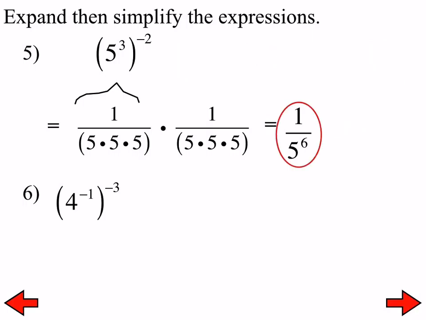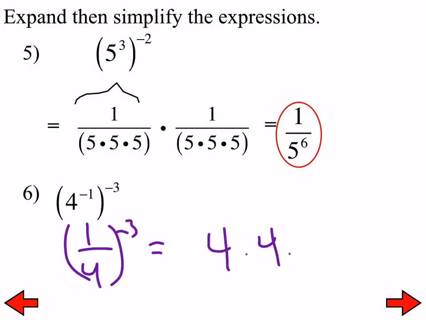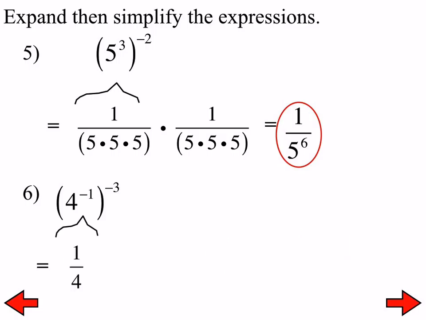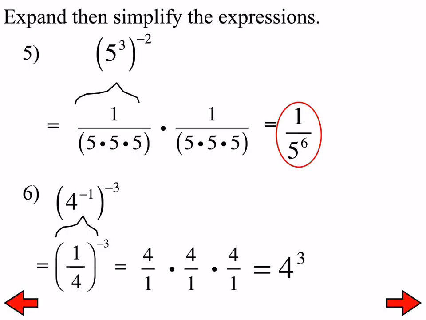Number 6, we have it flipping and then flipping again. So that's 1/4 to the negative 3rd power. So that's 1/4, and then I flip it again, which would just be 4. 4 times 4 times 4, which is 4 to the 3rd. Who got number 6 right? You didn't have to evaluate it.